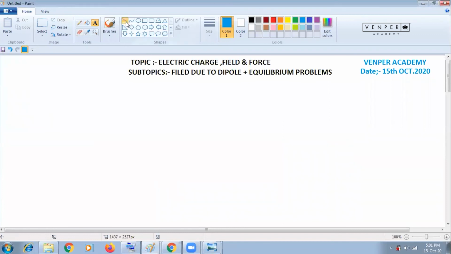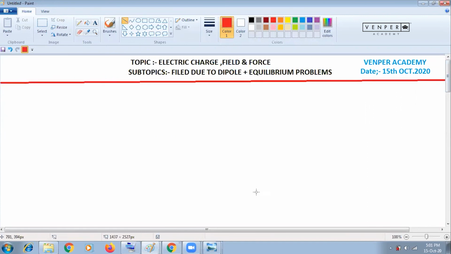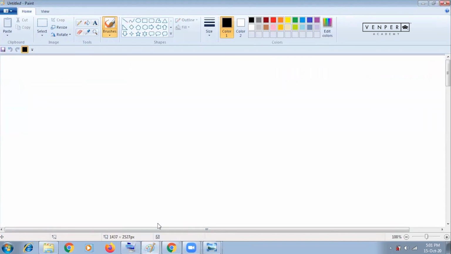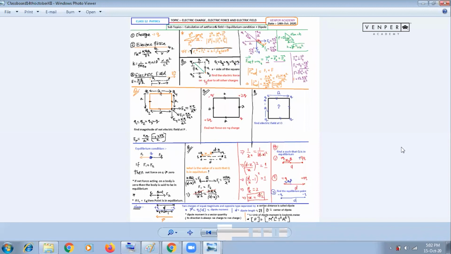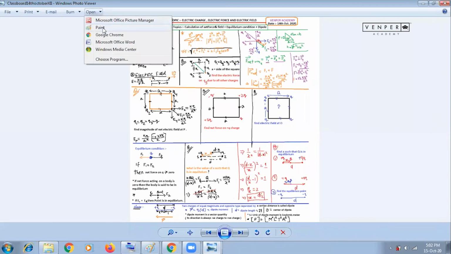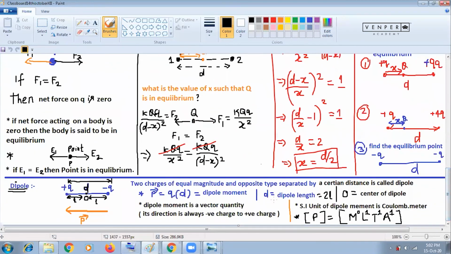Okay, so last class we completed the dipole. I told what a dipole is, and we also discussed what the electric dipole moment is. The dipole moment is a vector quantity, and it tells about the extent.